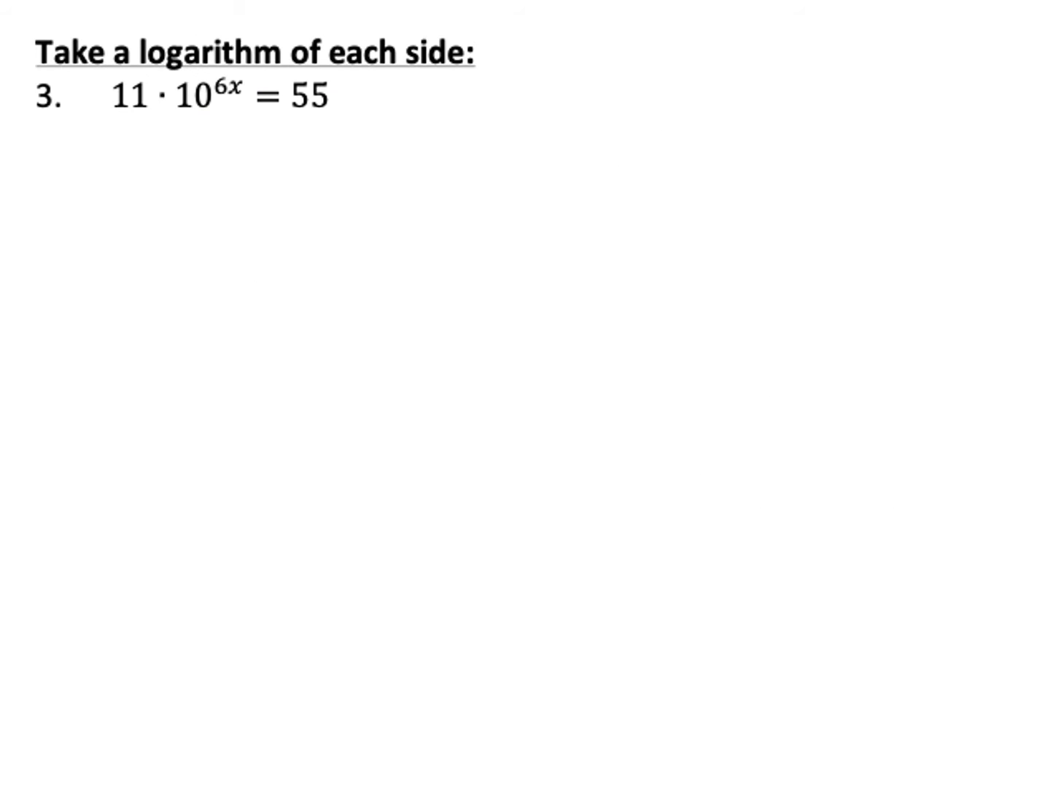Now I want to take the logarithm of each side, but before I do that, I want to isolate the 10 to the 6x. I'm going to do that by dividing out the 11. So divide each side by 11, and I get 10 to the 6x is equal to 5. Now I want to take the log of both sides, because I know these are inverse operations. The log of 10 to the 6x is just 6x. Log of 5 is just a number.